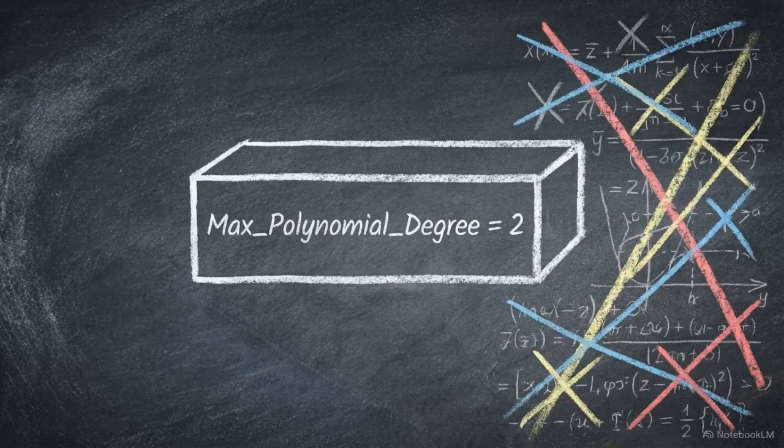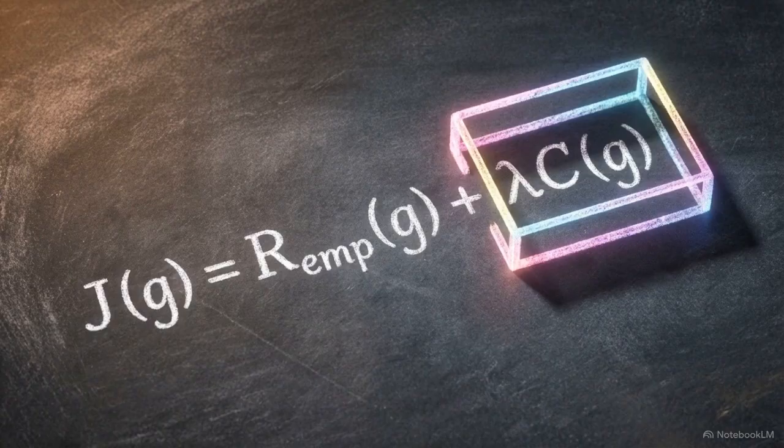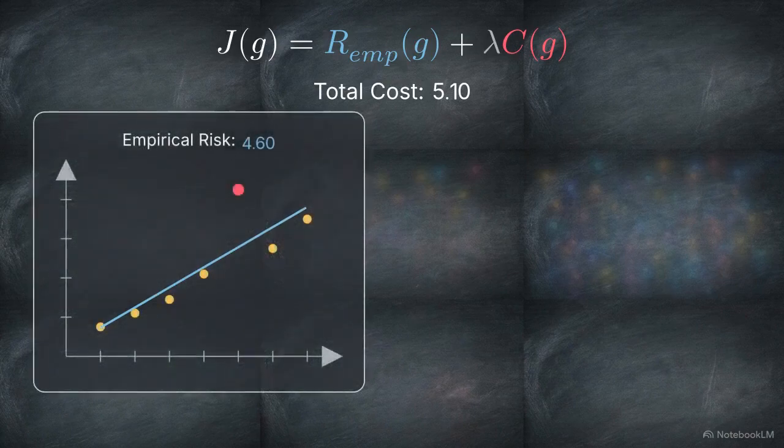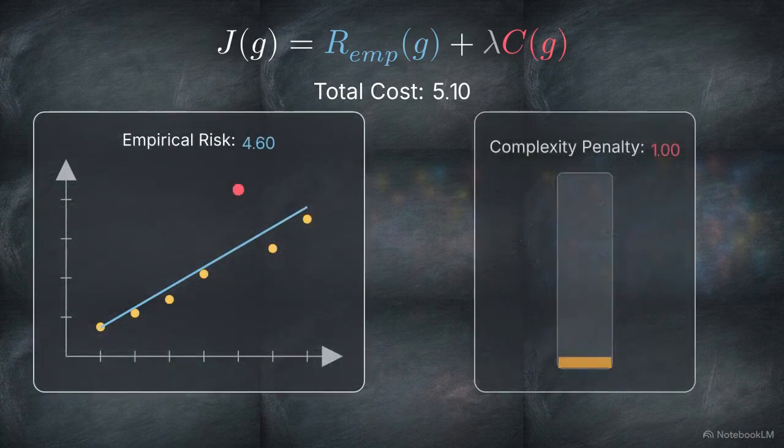To prevent overfitting, engineers must constrain the algorithm, limiting its ability to choose overly complex functions from the hypothesis space. Structural risk minimization addresses this by adding a regularization penalty to the algorithm's scoring criteria. This equation defines the new objective. On the left is empirical risk, seeking accuracy. On the right, the C of G term represents complexity.